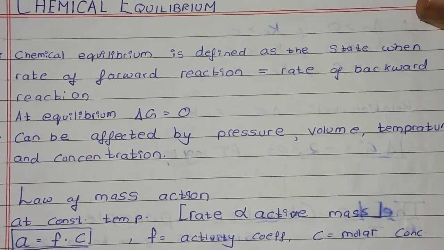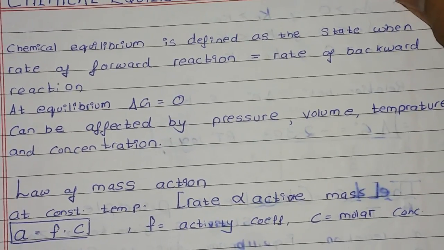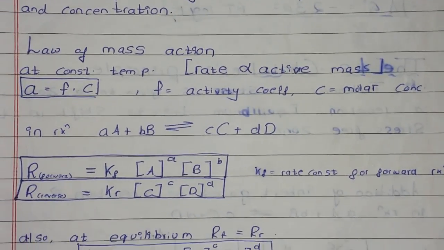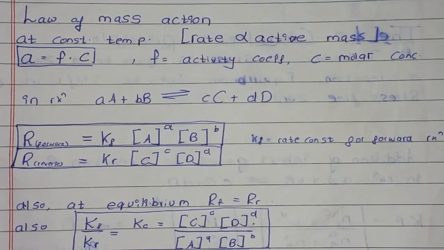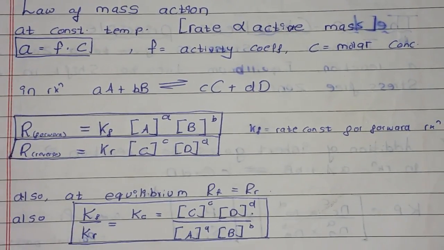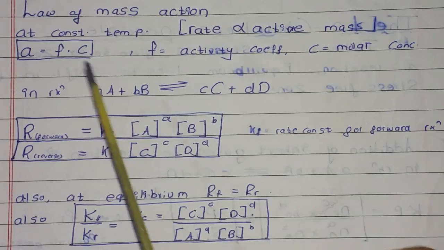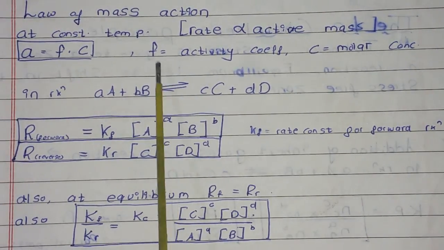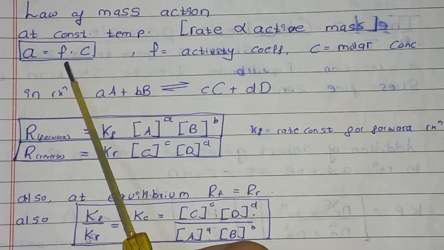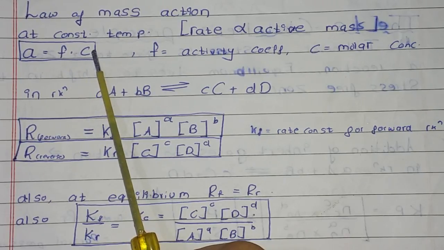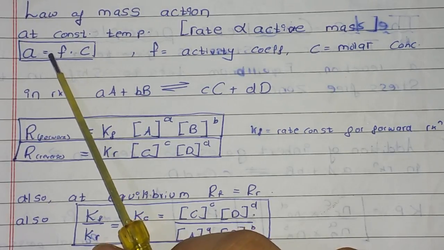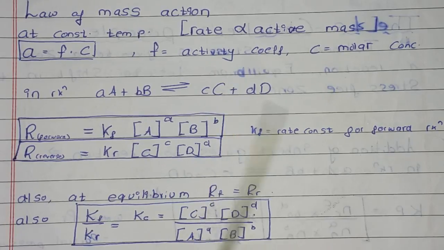Now let's see what the law of mass action is. We know that at constant temperature, the rate is directly proportional to its active mass. Active mass, the mass which is included in the reaction, is nothing but active mass, where F is the activity coefficient, and A is directly proportional to C, which is molar concentration. Therefore, A equals FC, where F is the activity coefficient.